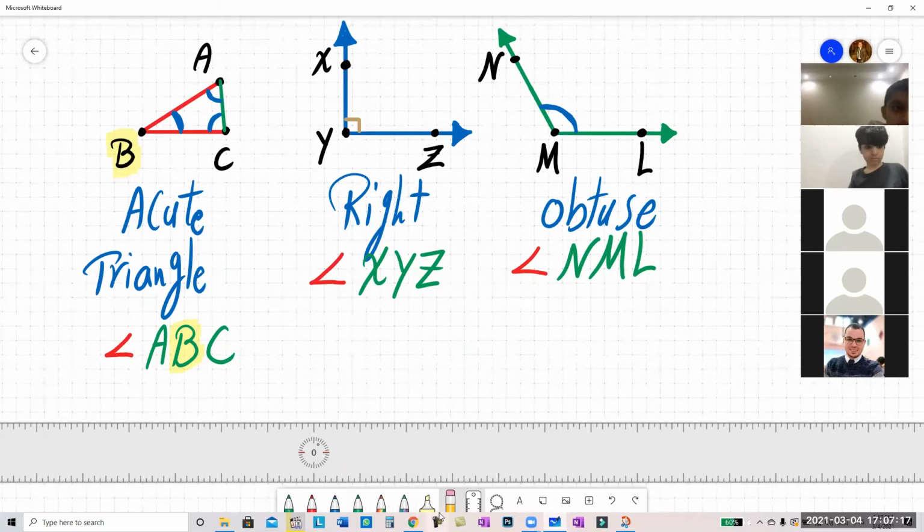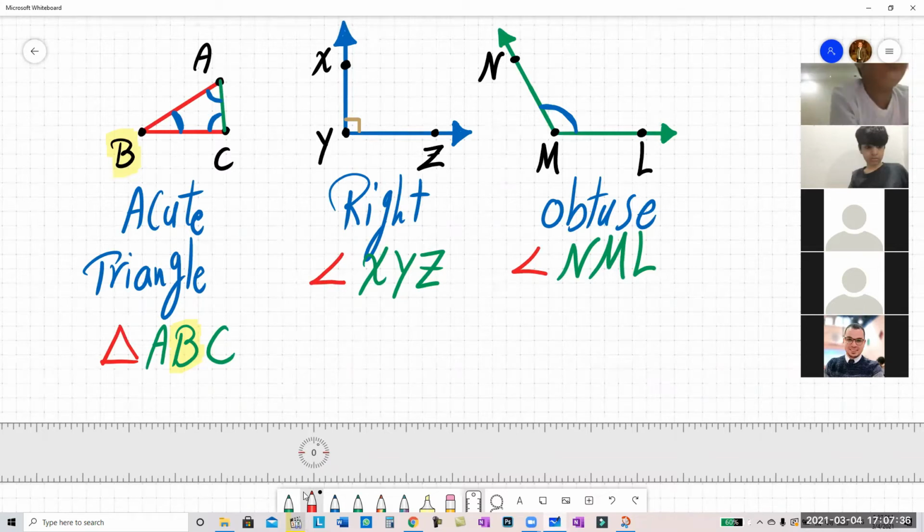So just erase the type or the sign of the angle and write the sign of the triangle as you see. So we have triangle ABC, acute triangle. Okay, so the next one.